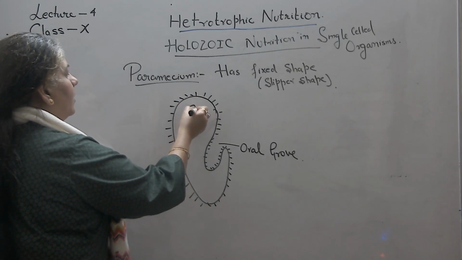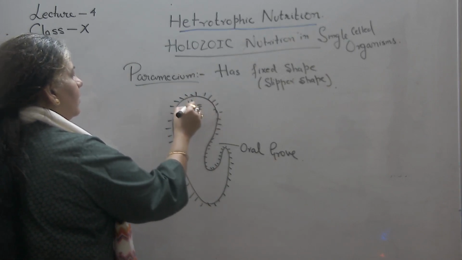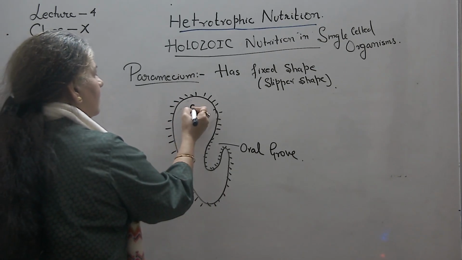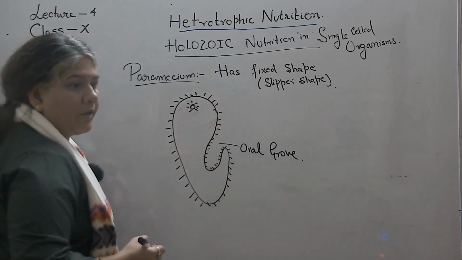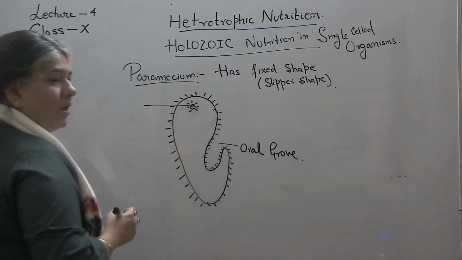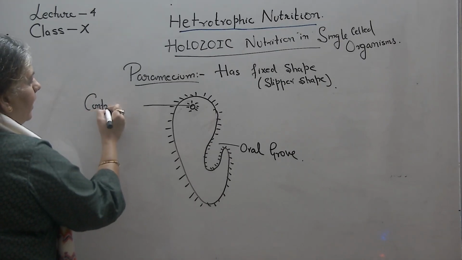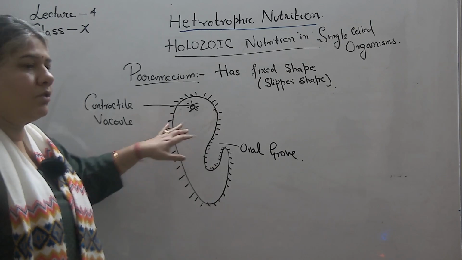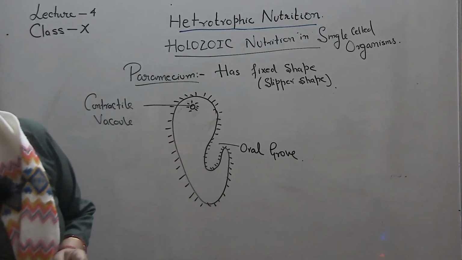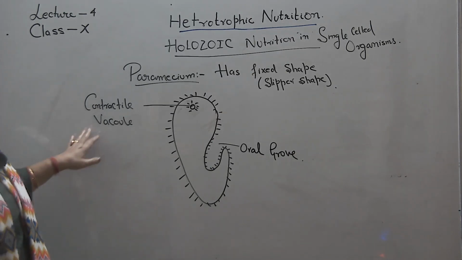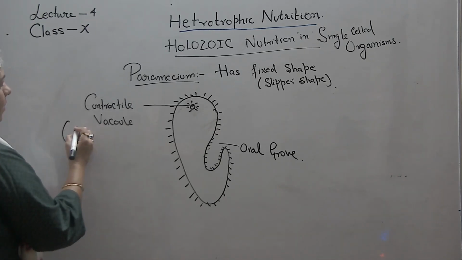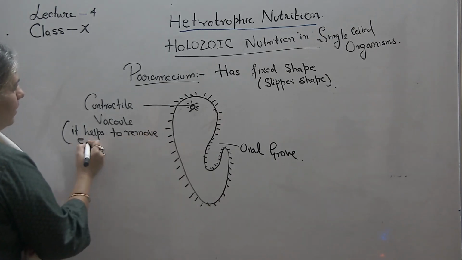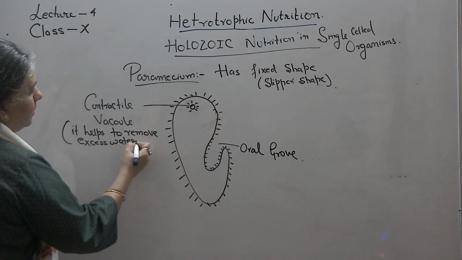Here it is a structure like this. This is the contractile vacuole, which expels excess water from the organism. Since it is a single cell, it has to perform the function of maintaining the internal fluid balance of the body. So this is maintained by the contractile vacuole. I'll write down, it helps to remove excess water from the cell.